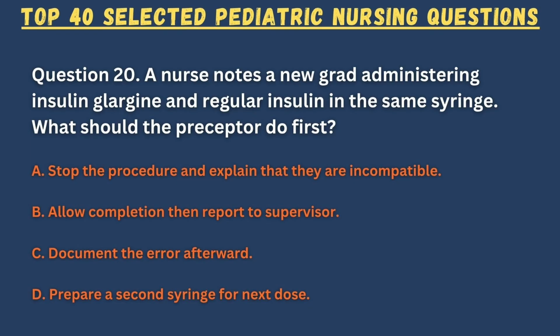Question 20. A nurse notes a new grad administering insulin glargine and regular insulin in the same syringe. What should the preceptor do first? A. Stop the procedure and explain that they are incompatible. B. Allow completion, then report to supervisor. C. Document the error afterward. D. Prepare a second syringe for next dose.